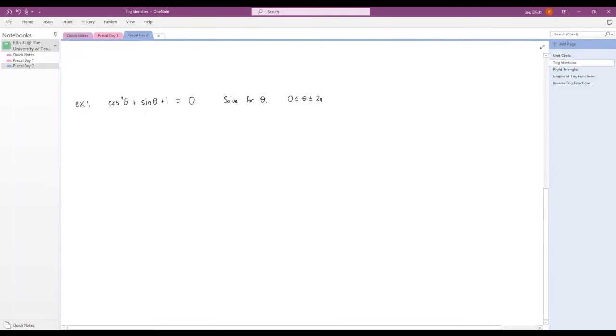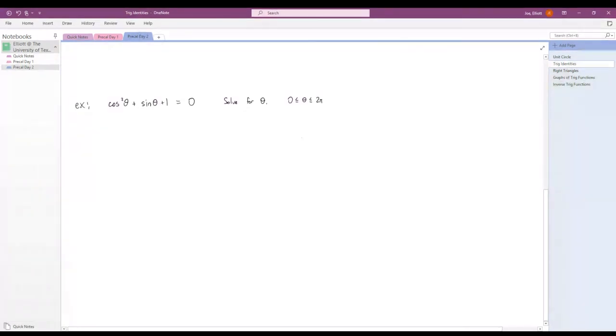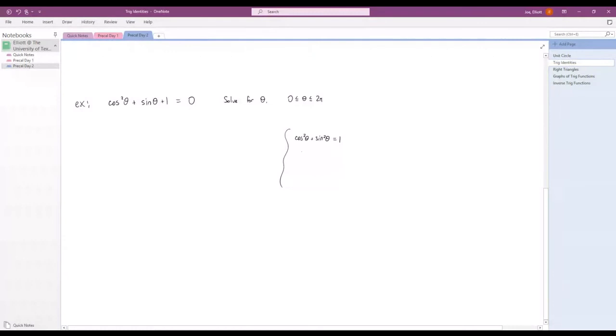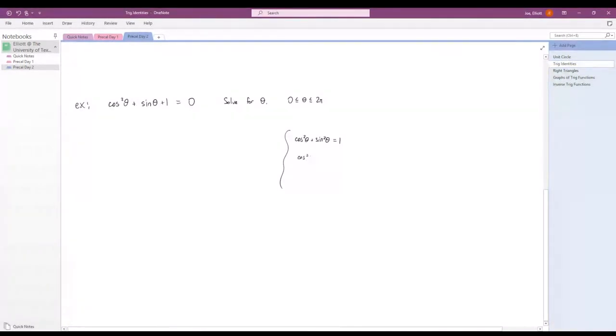So for instance, what I would want to do in this equation, or at least what I think would be a good idea, is to use the Pythagorean identity. If you remember that cosine squared plus sine squared is 1, we could replace cosine squared with 1 minus sine squared.